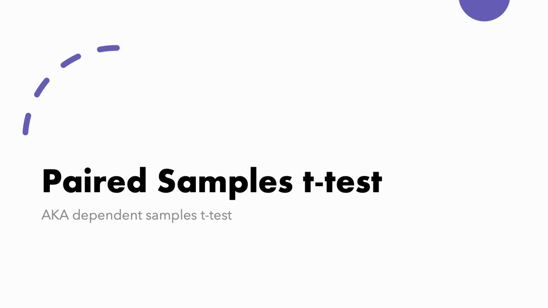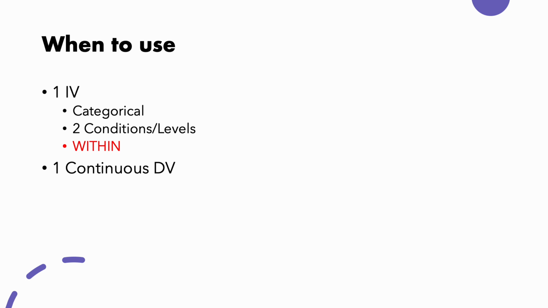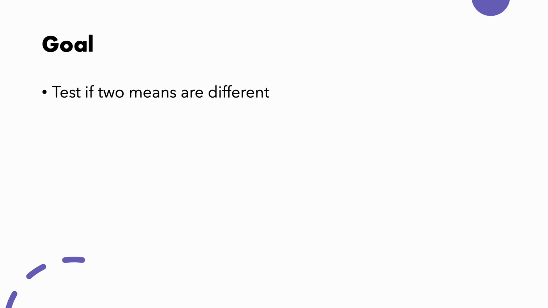This video covers the paired samples t-test, which is also known as the dependent samples t-test or the within design t-test. When do you use this test? You have one independent variable. It's categorical. It has two conditions or levels. It's a within design, same participants in both conditions, and it has one continuous DV. The goal is to test if two means are different.